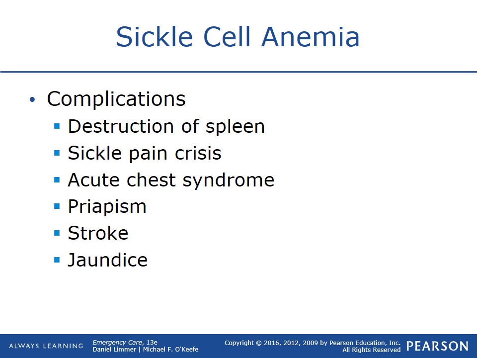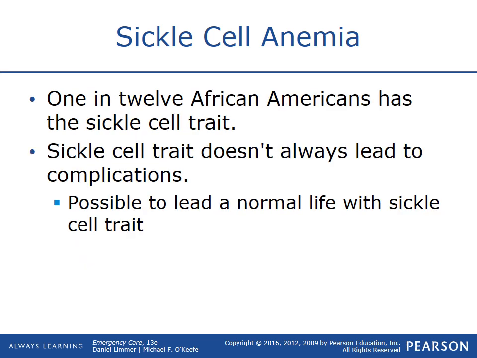Acute chest syndrome can happen when it's happening there. They could have priapism, which is an erection that won't go away. They can have a stroke. They can also be jaundiced from liver dysfunction. One in 12 African Americans has the sickle cell trait. It doesn't always lead to complications, and it is possible to lead a normal life with sickle cell trait.